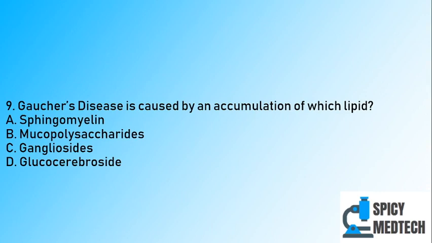Number 9. Gaucher's disease is caused by an accumulation of which lipid? A. Sphingomyelin, B. Mucopolysaccharides, C. Gangliosides, or D. Glucocerebroside. So the answer for number 9 is letter D, glucocerebroside.